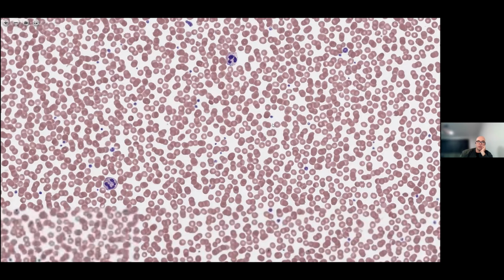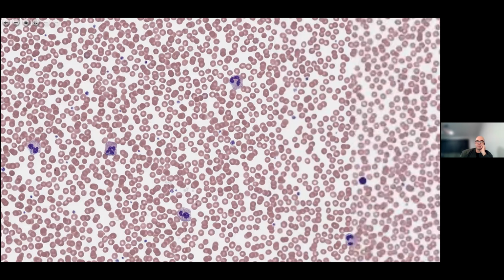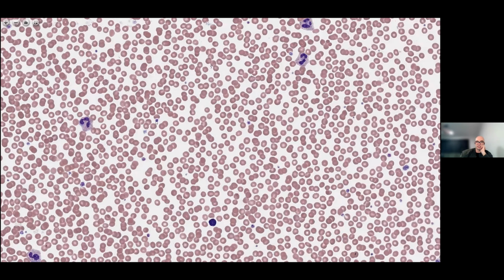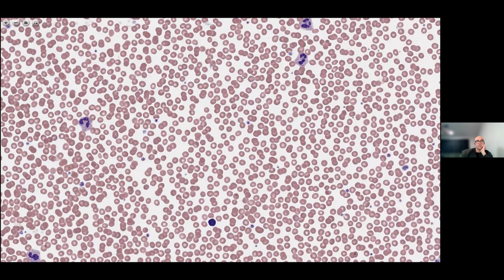So let's start having a look at the white cells first. The white cell count was 6.1, which is normal. And the most common white cell we're seeing is mature neutrophils. A normal neutrophil count is about 1.5 to 7 or 7.5. So the white cell count was 6.1, so they cannot have a neutrophilia. And there's enough neutrophils here that they definitely don't have a neutropenia.